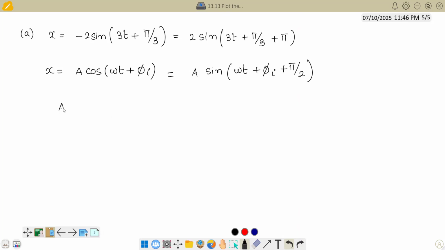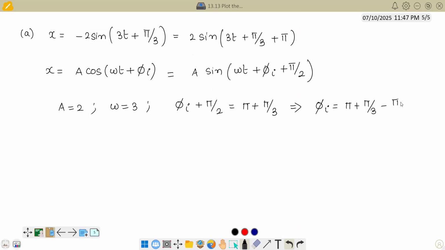From this, we can clearly see A is 2, omega is 3, and we got phi initial plus pi by 2 equals pi plus pi by 3. So you simply get phi initial equals pi plus pi by 3 minus pi by 2. So you will get pi plus pi by 3 minus pi by 2, which is pi by 2 plus pi by 3.